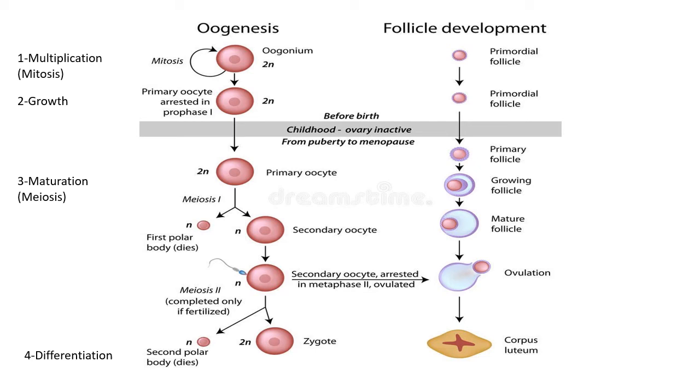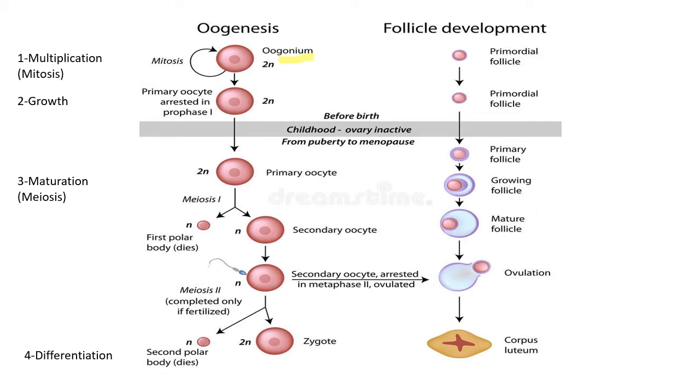Okay, now we will talk about oogenesis versus folliculogenesis, or follicular development. Oogenesis starts first in embryonic life, which means in the fetal life of the female. Then it continues at birth, through childhood, till puberty, and then stops at menopause. Menopause is the age at which the female has no more cycle and no more oocytes, which is from age 40 to 50.